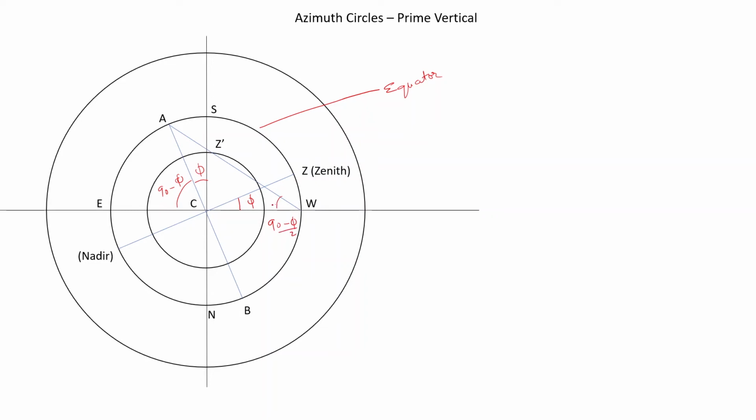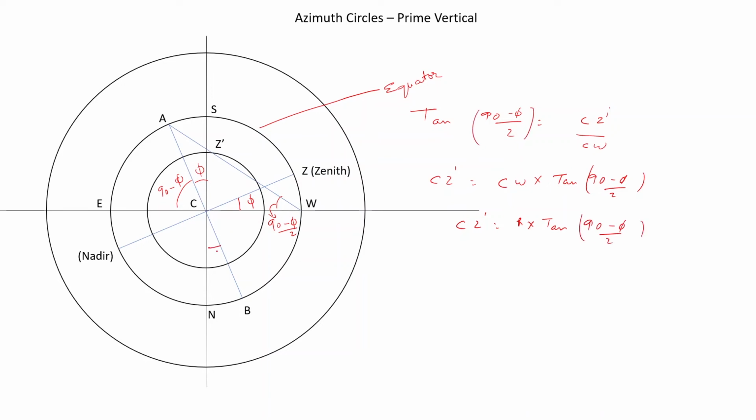Now in the right angle triangle Z dash CW, tan of (90 minus phi) by 2 is equal to CZ dash upon CW. Therefore, CZ dash, which is the part of the diameter of the prime vertical towards zenith, is equal to CW, radius r of the equator, into tan of (90 minus phi) divided by 2.